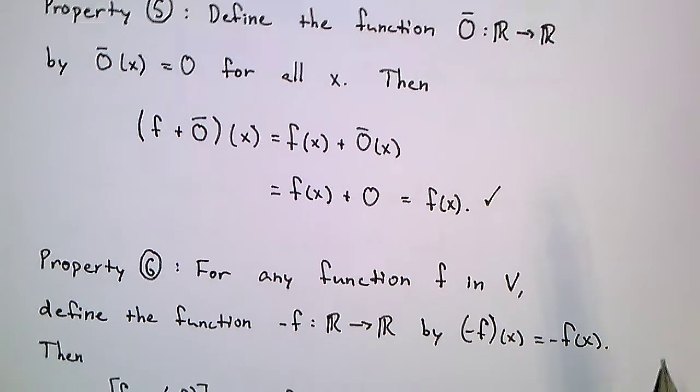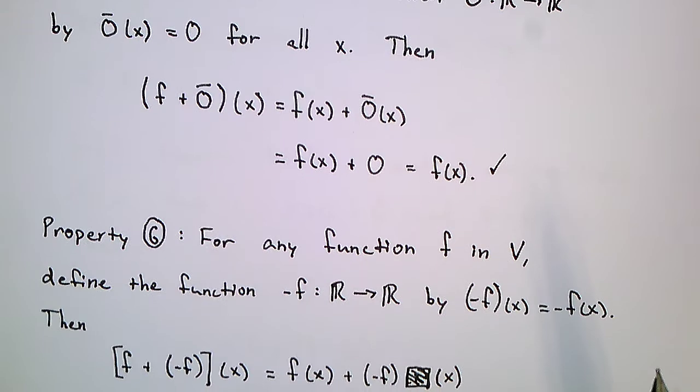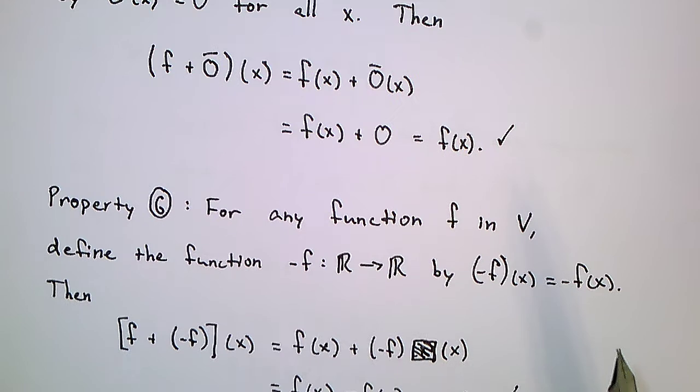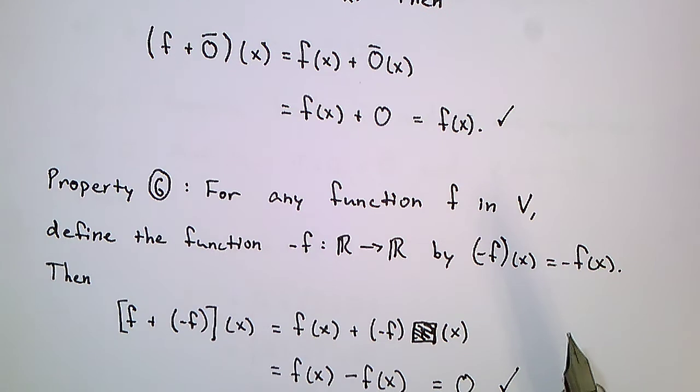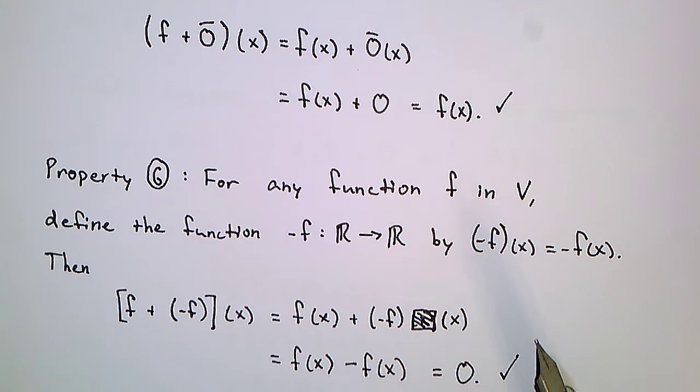And to finish off the example, I'm going to do property 6, and I'm just going to leave the rest of the properties. So that would be property 4, and then 7, 8, 9, and 10. I'll leave those as exercises for you to try on your own.